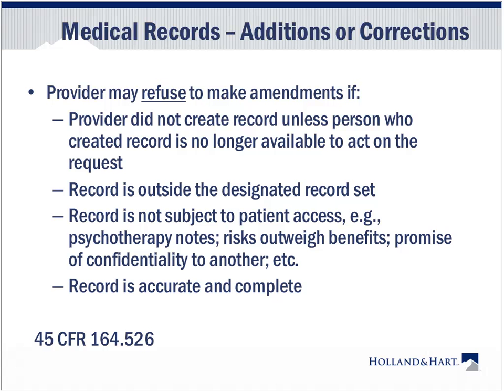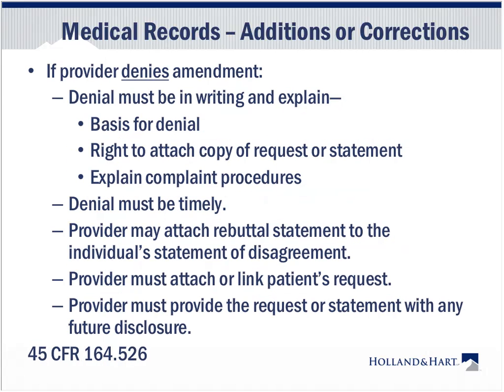Or if we think that the record is accurate and complete, we can refuse to make the amendment. If we deny the amendment, however, there are some things that we must do. One, the denial must be in writing, and we have to explain the basis for the denial, and explain also to the patient that they have a right to attach a copy of the request to their record. And we have to explain complaint procedures.